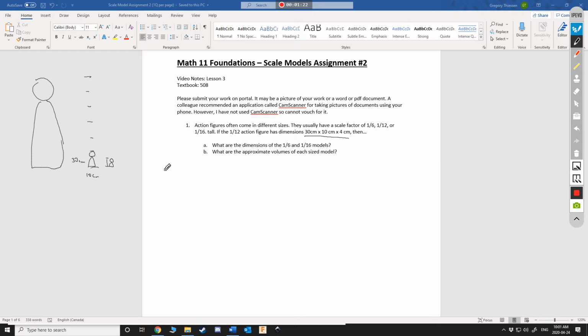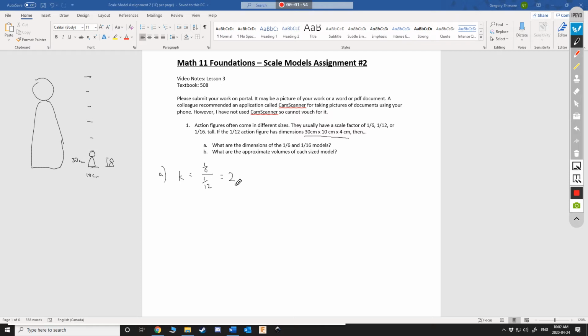First we need to find the k factor. Our k factor is the scale model divided by the original. We want to know how big the 1/6 is, so I'm going to put 1/6 up top. This is the size of the thing we're trying to find, and we know the 1/12 one. If I take my calculator and go 1/6 divided by 1/12, we get a scale factor of 2.